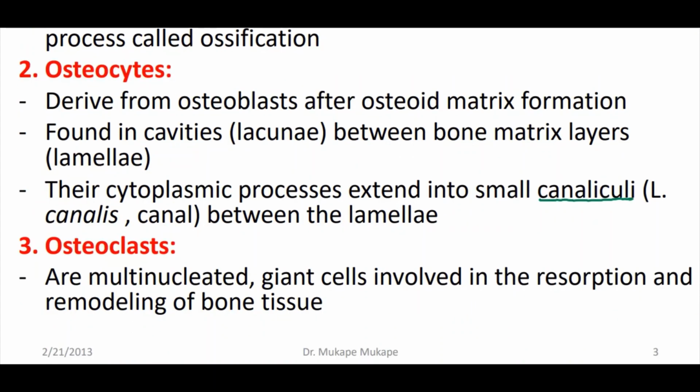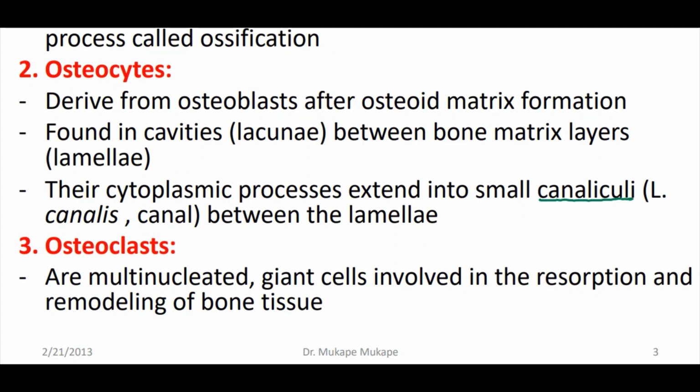The third type of bone cells in the bone is the osteoclasts. So the osteoclasts are multinucleated, meaning that they've got multiple nuclei, and they are giant cells that are involved in the resorption and remodeling of the bone. Resorption is where you damage bone or you destroy bone so that you can release minerals like calcium and phosphorus and magnesium into the bloodstream.